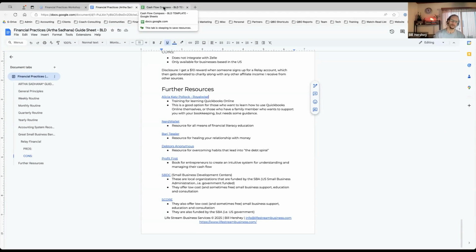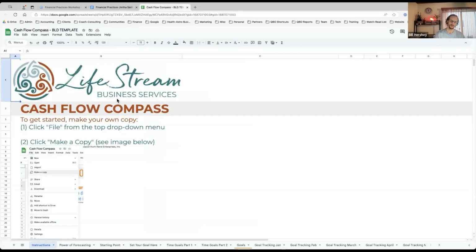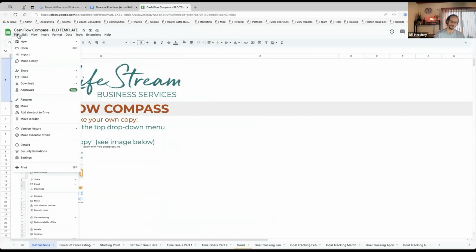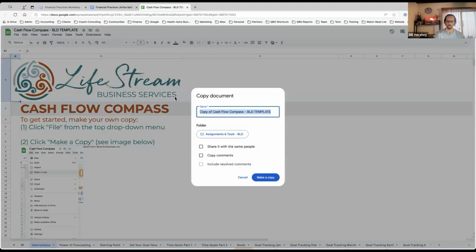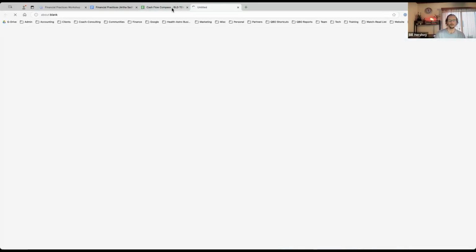Okay, so the second phase here is really going into this cash flow compass tool. And one of the first things that you'll need to do when you come into these Google Sheets, if you're not familiar with it already, you'll need to go to File, and you'll need to make a copy. So I'm going to make a copy here just as a demo template. And demo, make that copy.